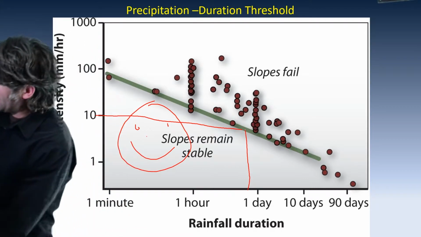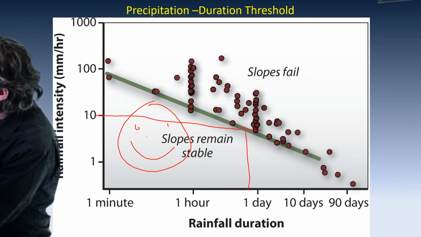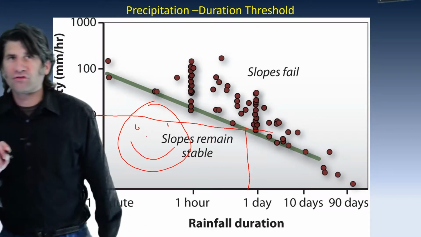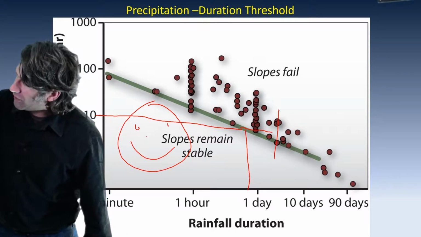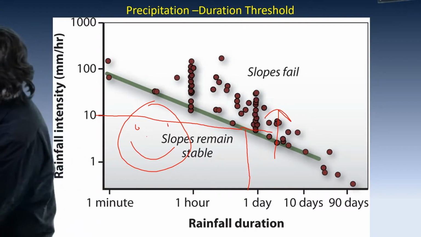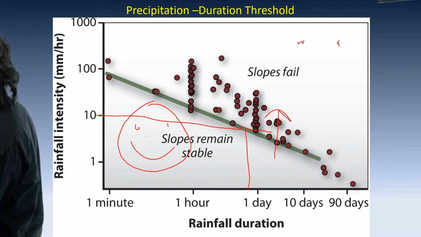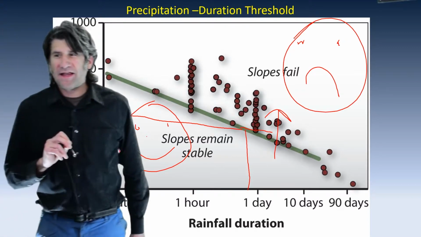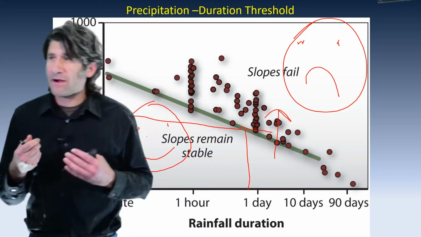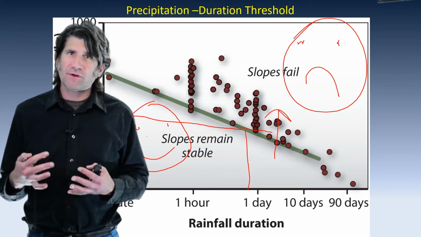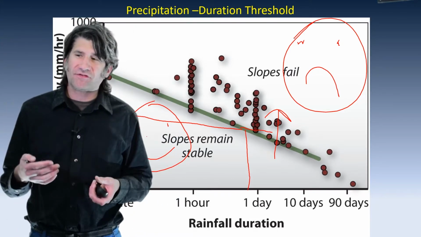But let's say it keeps raining for several days at this intensity, and then in that case we'll cross the threshold. We'll now be on the unstable side here, where we might have a slope failure event. So this threshold can be really important in understanding processes on hill slopes.